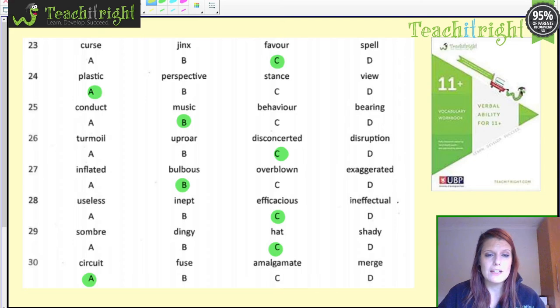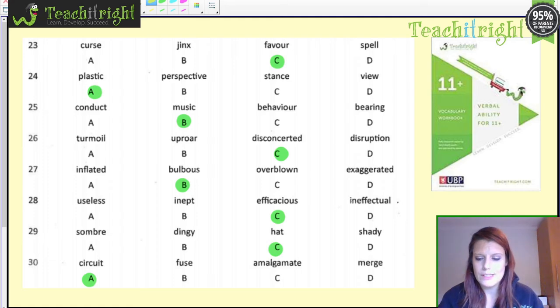29 was C, hat. The others are ways of describing a dull or dark place. And number 30, circuit, all the others actually mean to join together. So you might fuse something together. You might amalgamate a group of people together or merge them together. So they are synonyms of each other.